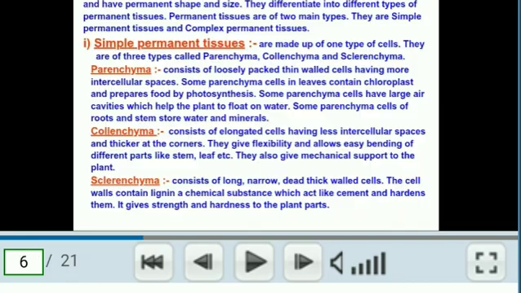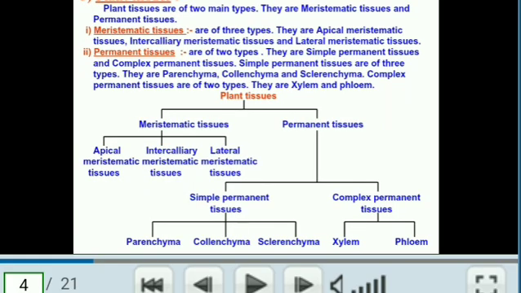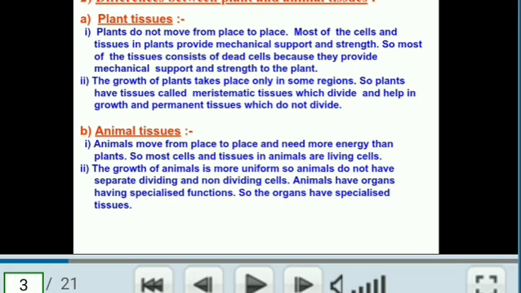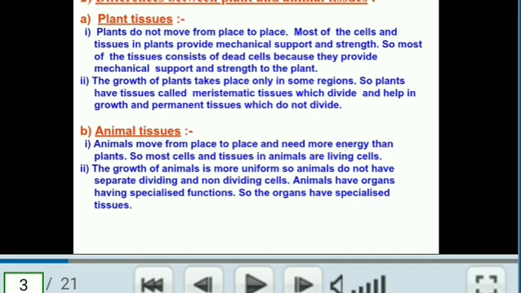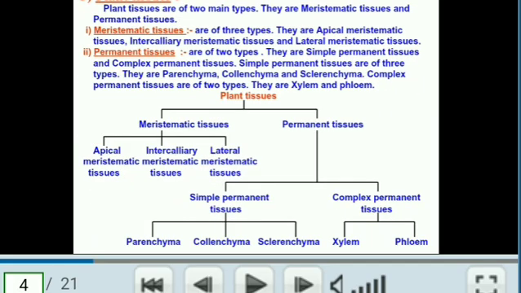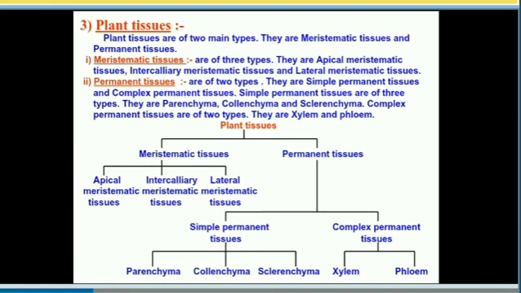So today I think you have understood what tissues are and how many types of tissues we have. In this lecture we have done meristematic tissue. First we discussed what tissues are, then why plant and animal tissues are different from each other. Then under plant tissues I told you about meristematic tissues and permanent tissue. In our next video we are going to start another plant tissue, which is called complex permanent tissue.